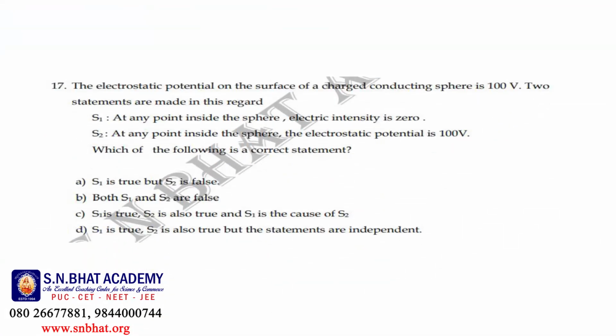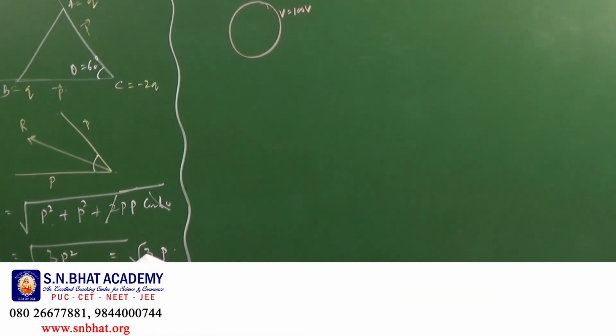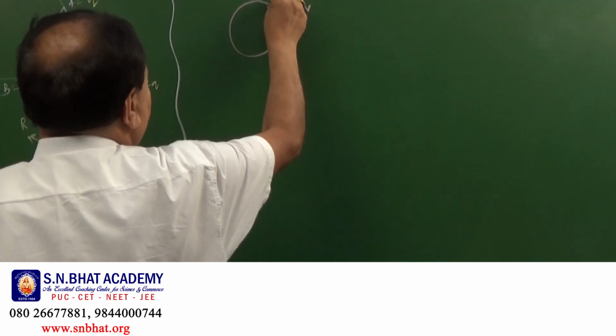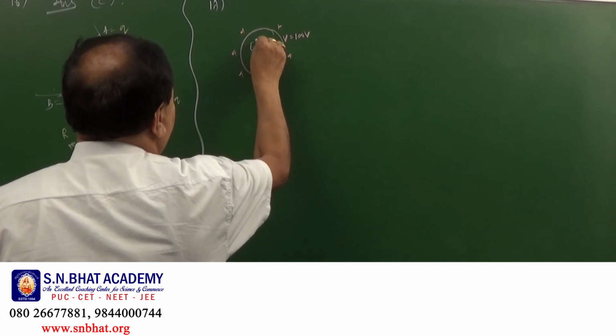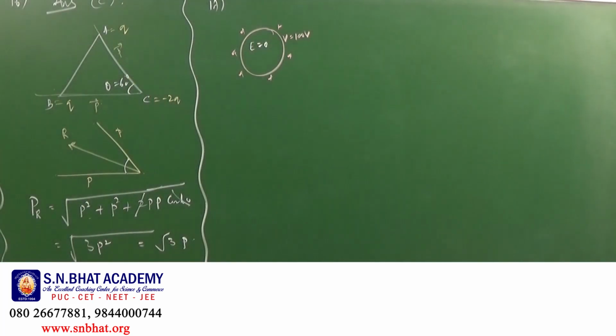Come to question number 17. Electrostatic potential on the surface of a charged conducting sphere is 100 volt. Two statements are made. This is the charged conducting sphere, and the potential is 100 volt. What is the first statement? At any point inside the sphere, electric intensity is 0. Definitely, according to Gauss theorem, the electric field inside a charged sphere is 0. That statement is right. Study the next statement carefully.